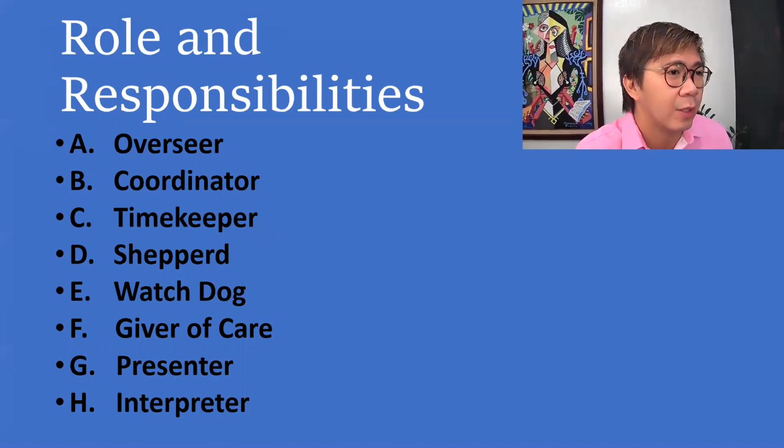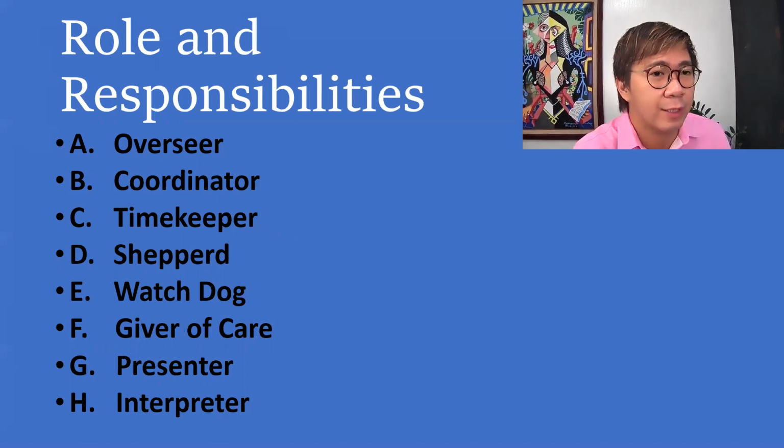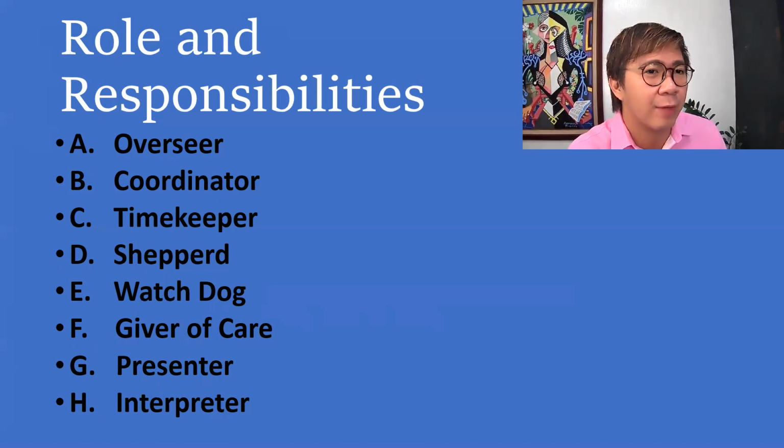The first responsibility or role of a tour guide is to become an overseer. Overseer means that you are looking out for the welfare of all the people in your group. You're not just looking out for your own welfare, but for the welfare of the whole group. Meaning you are some sort of a supervisor. Supervisor of what? Supervisor of people.